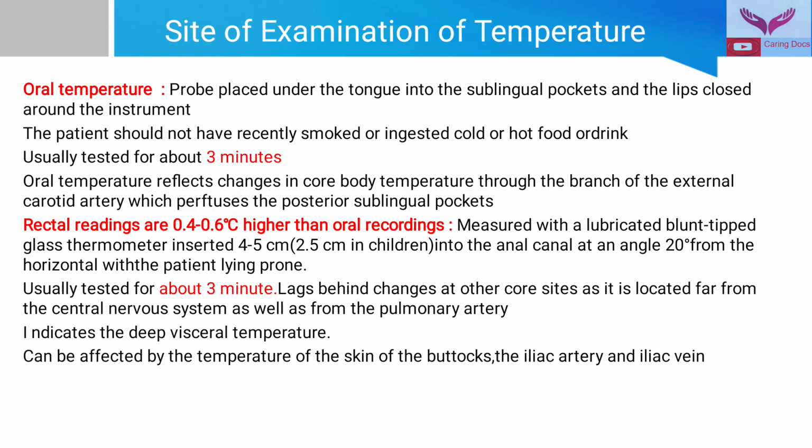It lags behind the changes at other core sites as it is located far from the central nervous system as well as from the pulmonary artery. It indicates a deep visceral temperature, and it can be affected by the temperature of the skin of the buttock, the iliac artery, and the iliac vein.